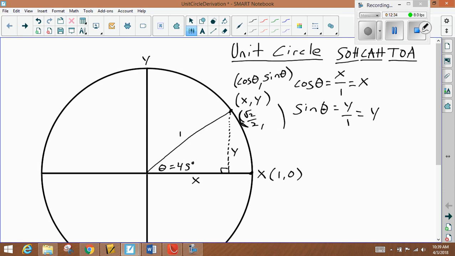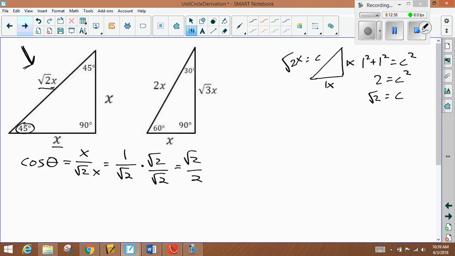Now we just need to find the y-coordinate. So we need to find sine of theta. So sine is opposite over hypotenuse, so that's going to be again x over root 2x. So that means they're going to be the same. We don't have to calculate it again. We know that they're the same.